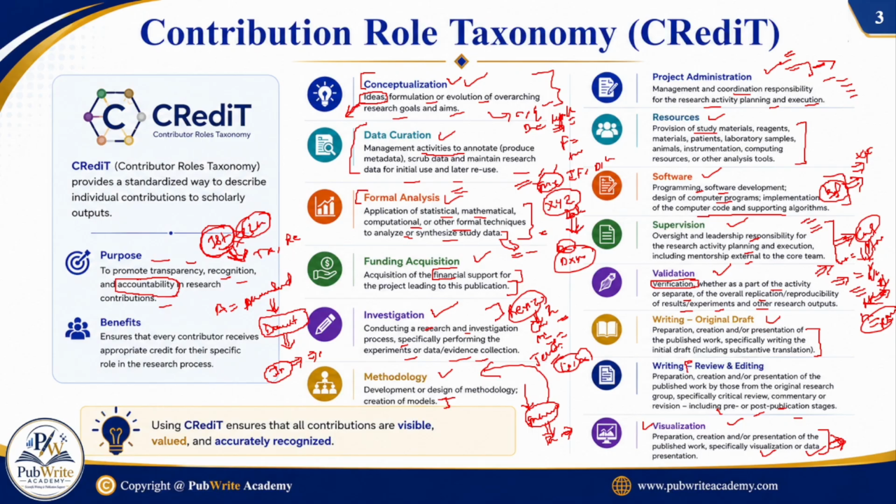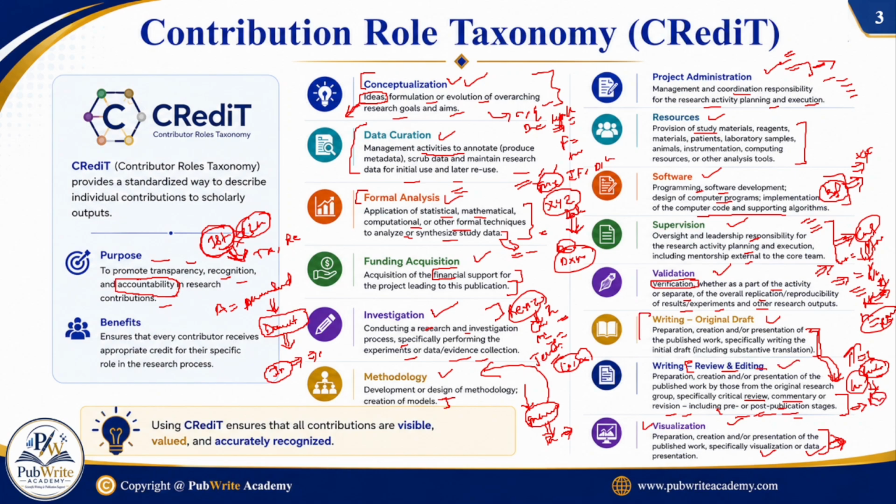Then another part of writing is review and editing the draft. Let's suppose one author writes the original draft, then it goes to the second author. What he or she will do in this review or editing is critically review it, give you some comments, and revisions, including the pre and post publication stages. It can be at any stage, but it should be a critical review, and he or she will give some intellectual input or significant inputs to revise the manuscript, and that kind of work is considered review or editing.